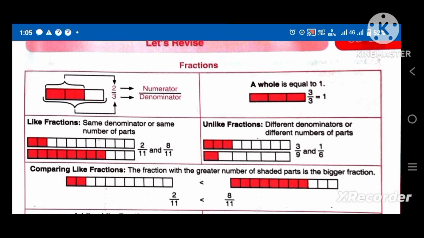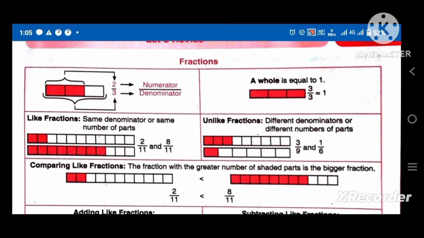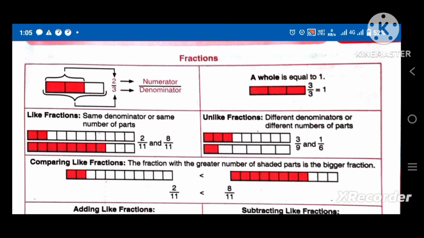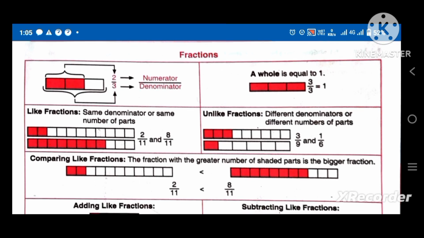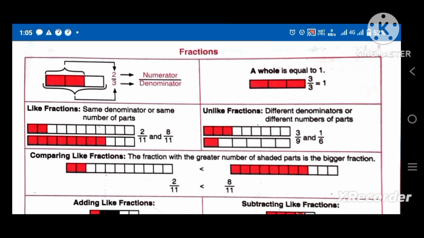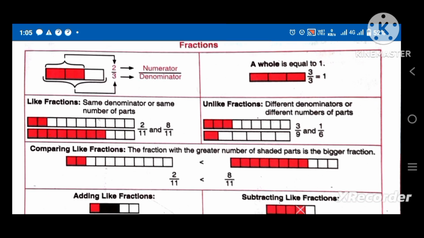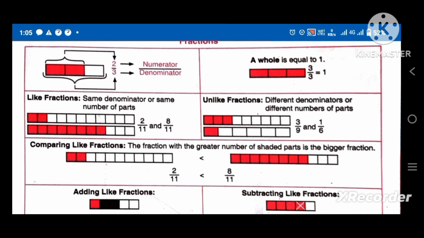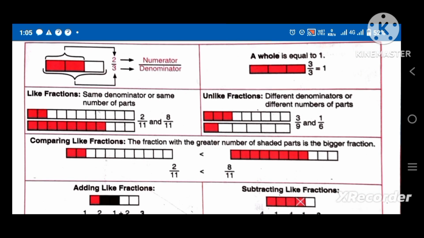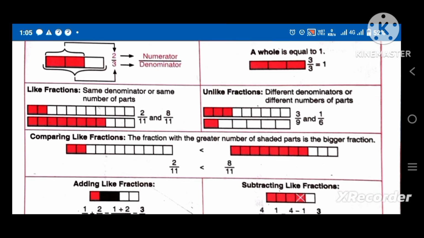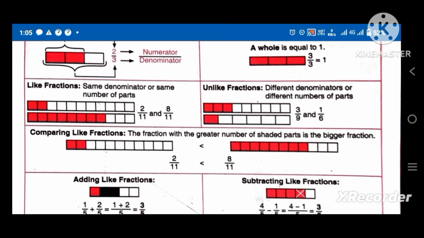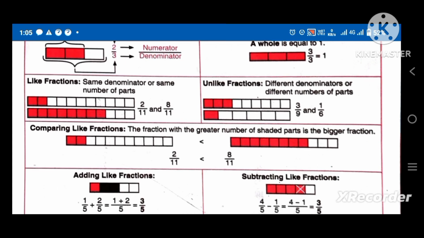Let's revise fractions. Here in the first picture, 3 boxes are there, 2 boxes are colored. So 2 by 3, numerator is 2, denominator is 3. A whole is equal to 1. If 3 boxes are colored, 3 by 3 is equal to 1, that is a whole number.